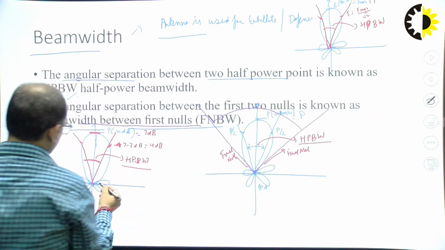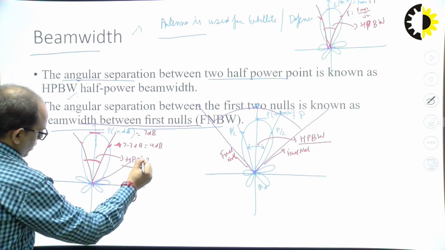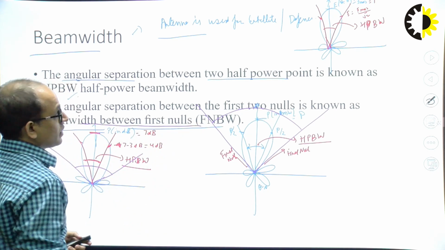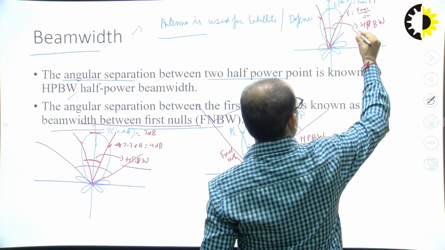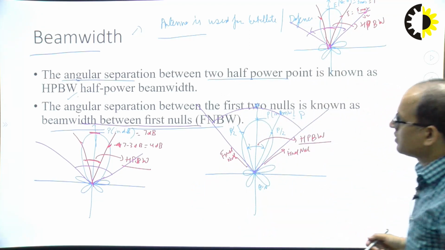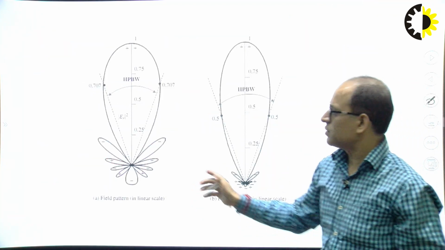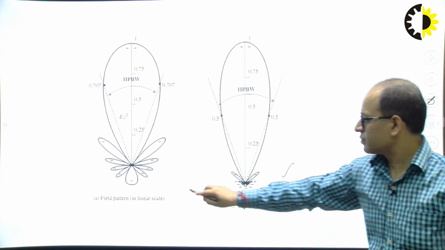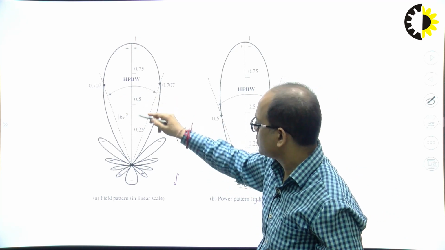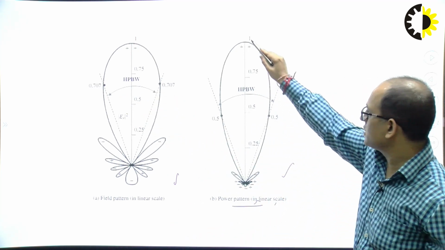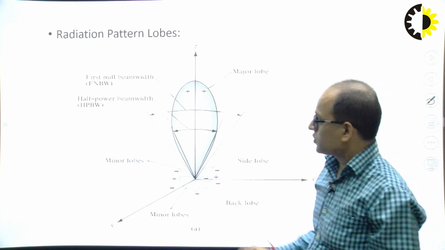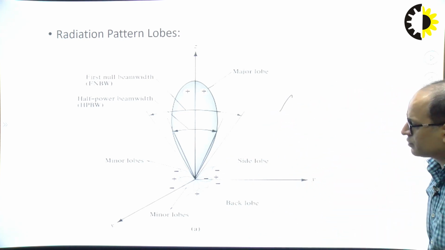Clear? Similarly, this is the first null here, and this is the first null. So the angular separation between these 2 is known as the first null beam width, and here this is the first null and this one is the first null. The angular separation between these 2 gives the first null beam width. I have already told you about the field pattern. This is where 0.707, and if I say this is a power pattern in linear scale, this is 1, 0.5, 0.5, the angular separation between these 2 points is known as the half power beam width. Clear? So these are the lobes which I have already told you, major lobe, minor lobe.